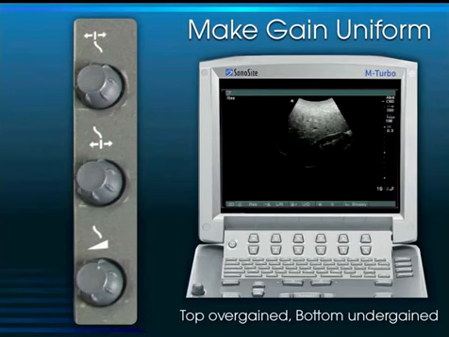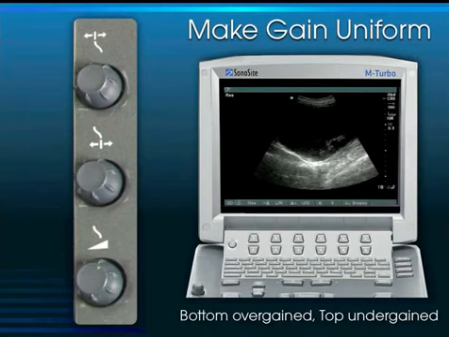So we take this image right here, and the goal is to make it uniform in its gain. So from the skin line into the body, we can see the top half of the field is overgained, while the bottom half of the field is undergained. So to compensate for that, we're going to turn down the near field and turn up the far field. And as we do, now we have the opposite problem. The far field is overgained, the top field is undergained. So to compensate for that and make it uniform, I'm just only going to now turn down my far field.